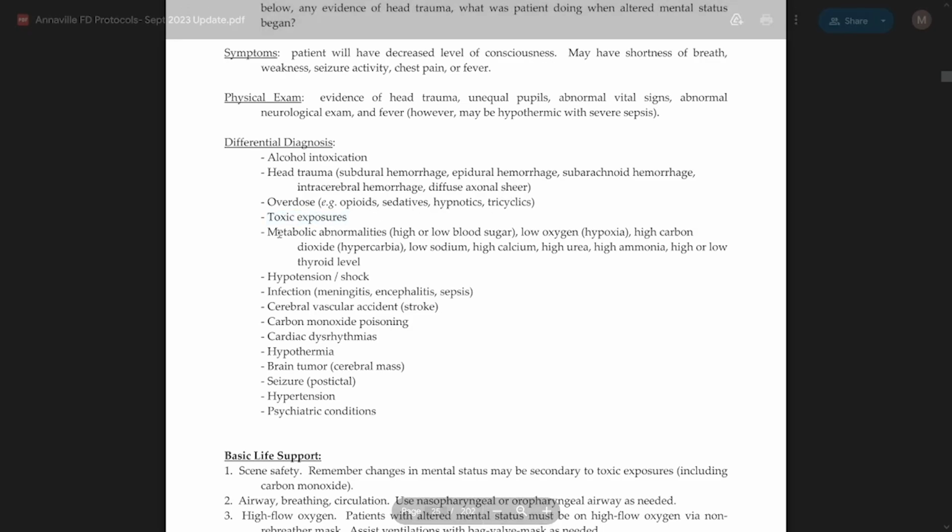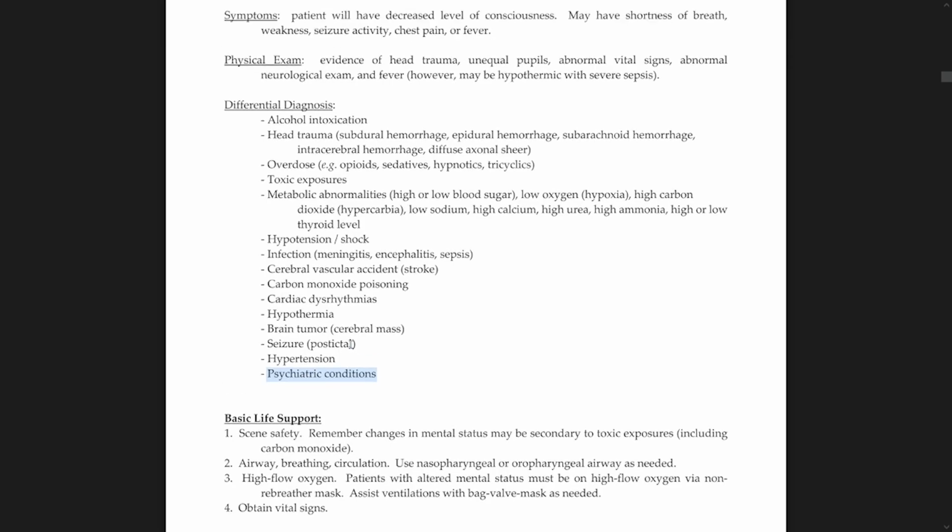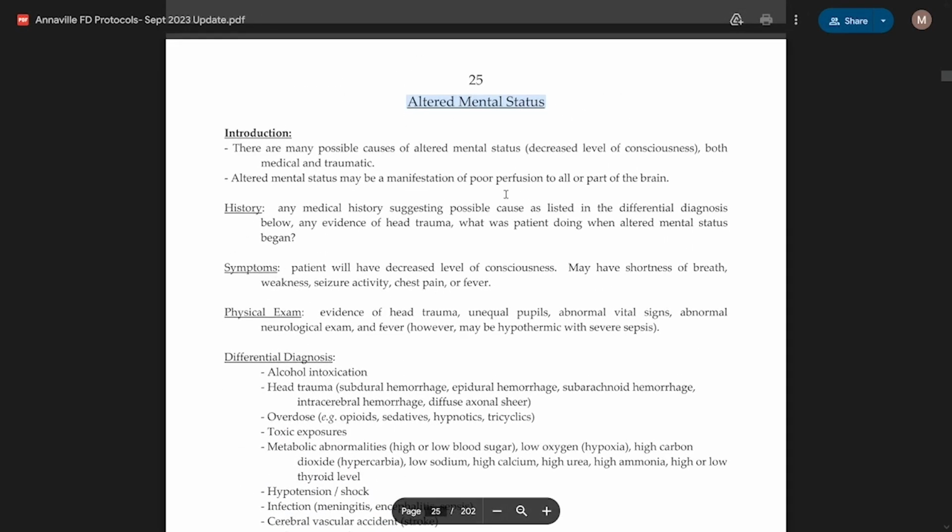For toxic exposures, metabolic abnormalities such as high or low blood sugar, low oxygen such as hypoxia, high carbon dioxide, hypercarbia, low sodium, high calcium, high urea, high ammonia, which is a really big one, high or low thyroid levels, hypotension, which is shock, infection such as meningitis, encephalitis, and sepsis, cerebral vascular accidents such as a stroke, carbon monoxide poisoning, be careful with this, cardiac dysrhythmias, hypothermia, brain tumors, cerebral masses, seizures that are potentially postictal, hypertension, and psychiatric conditions. So you can see there's a lot of different ways that we can have an altered mental status.